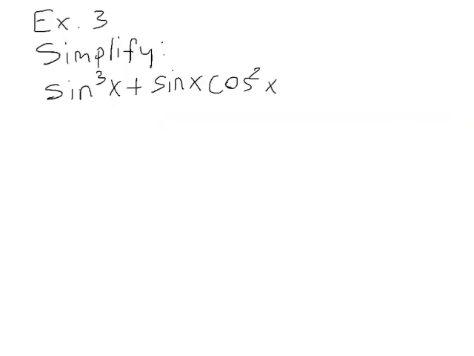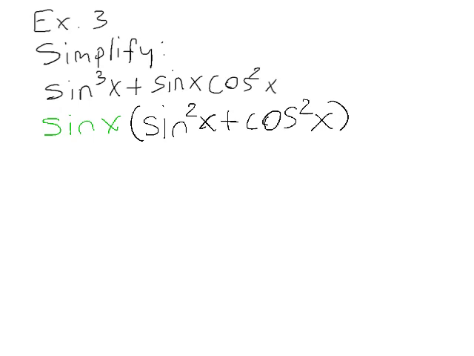Okay, we're going to simplify sine cubed x plus sine x cosine squared x. Now this looks like a big, nasty, long, horrible problem, but if you'll notice right here, I've got a sine cubed, and right here I have a sine. So what I'm going to do is factor a sine out. We're going to treat it like an algebra problem, and I'm going to pull out a sine x. And when I do that, that leaves me on the inside sine squared x plus cosine squared x.